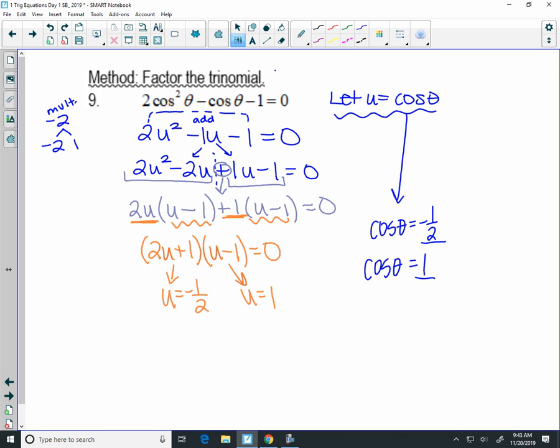And then cosine is negative 1/2 at 2 different thirds. And it's going to be second quadrant is 2 pi over 3. And third quadrant is 4 pi over 3. This fourth quadrant is positive. Cosine is positive 1 at 0 and 2 pi.